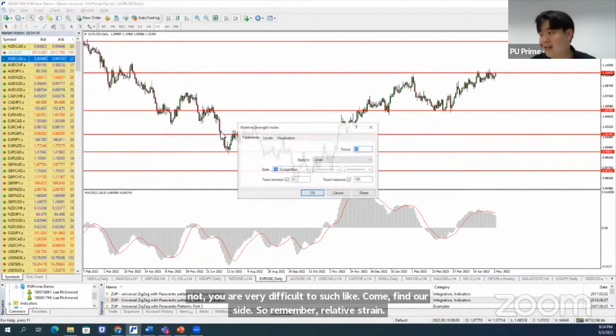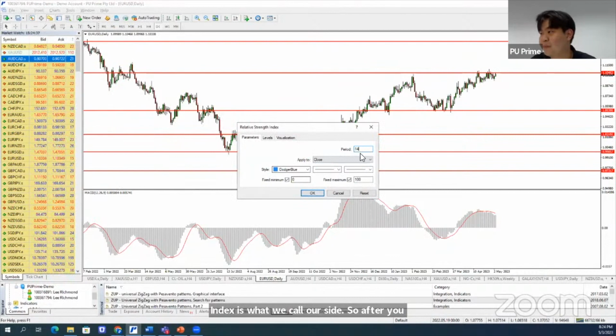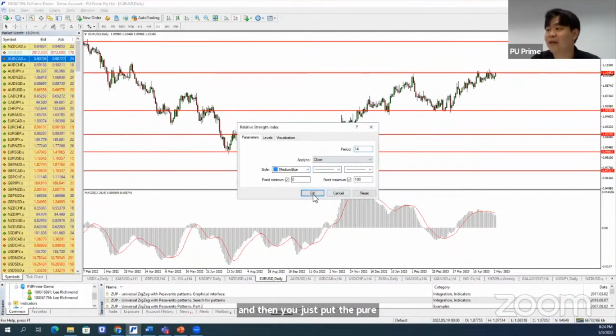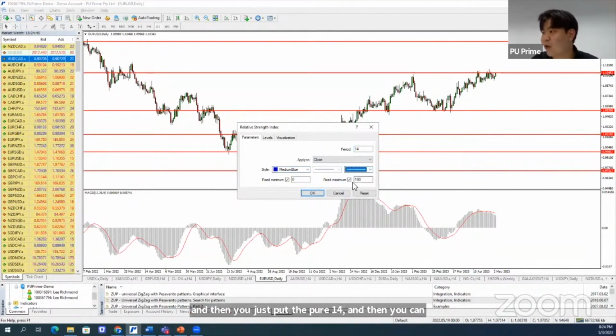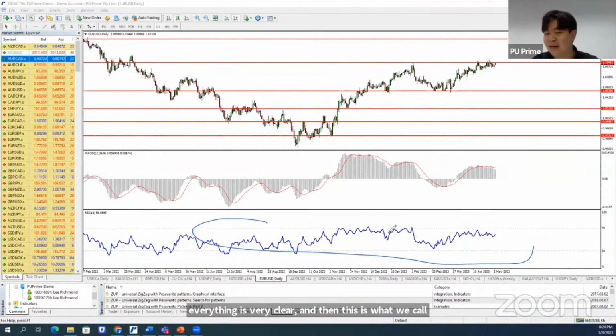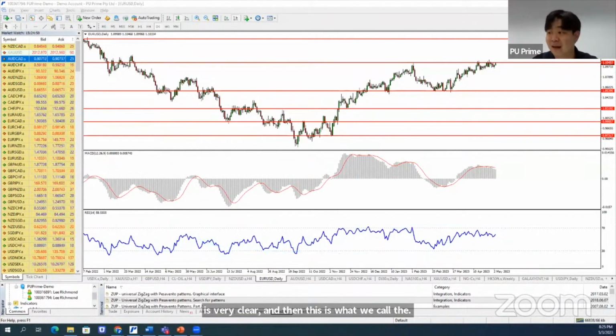After you click it, you just put the period at 14, and then you can choose your favorite color, any color, in the MT4. And then you can even make the line thicker. So it's your own preference actually. After you make it, then it will come out ready. So everything is very clear. And then this is what we call the RSI. Okay, so you guys know already how to set the RSI.